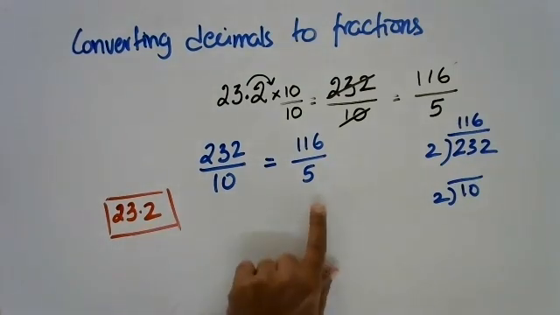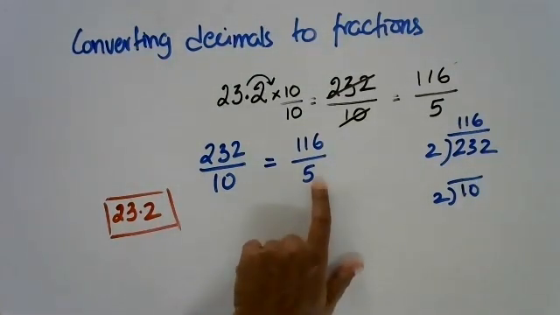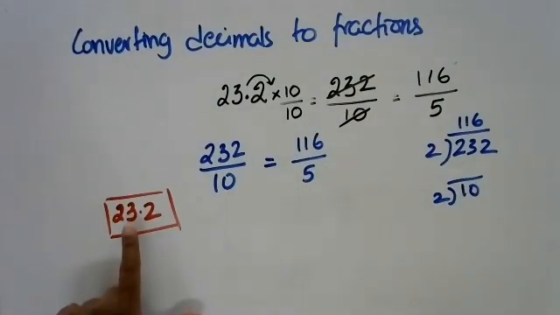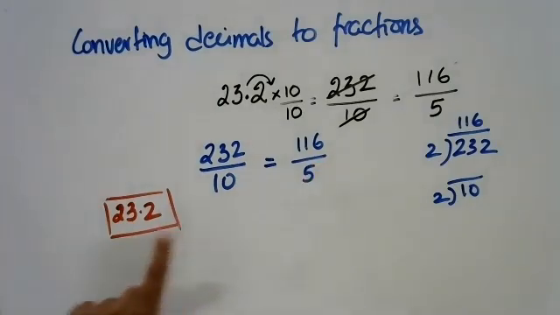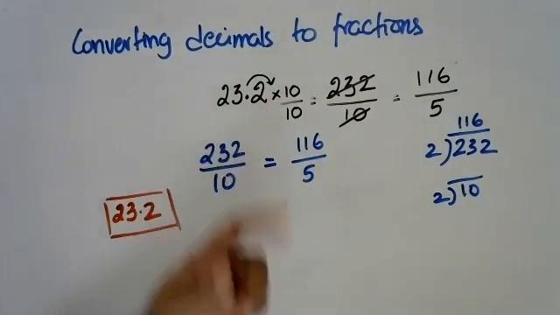You can verify it. It's a very good idea to verify it yourself. Divide 116 by 5 and see if you get back 23.2. If you do, then you know you have done the right process. If you didn't, then you have to rethink how you did it.